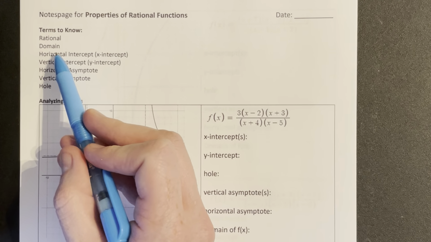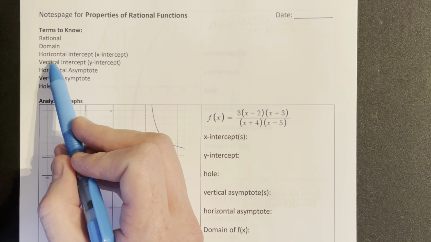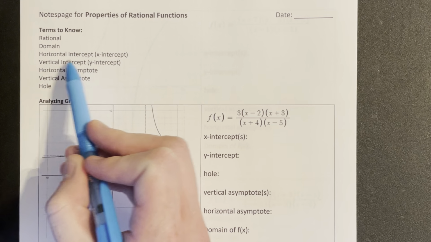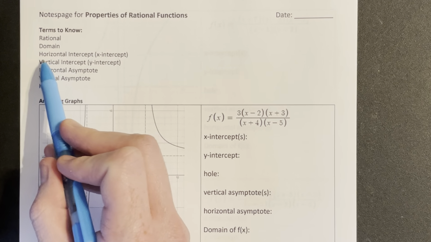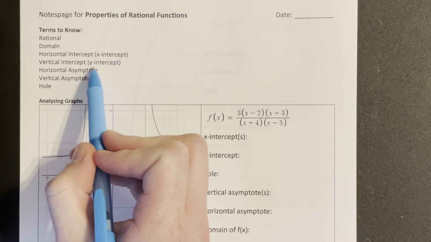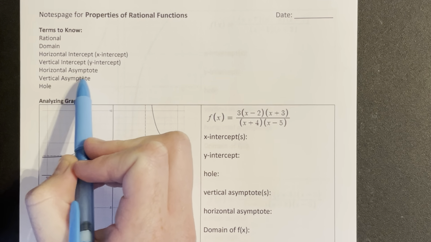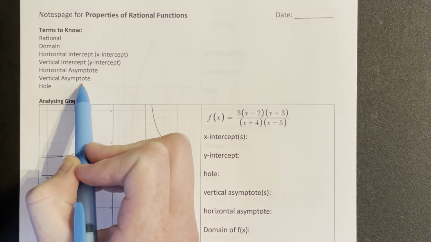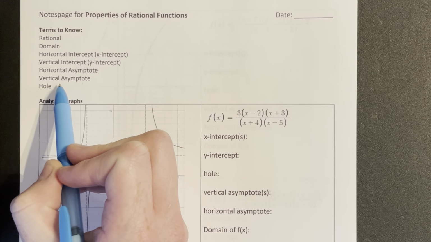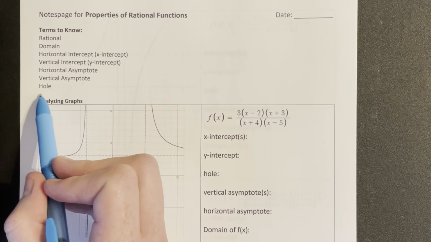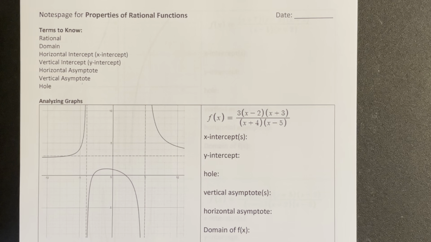The domain of a rational function. What is a horizontal intercept? That's usually called an x-intercept, but in WebAssign you will see that word horizontal intercept. Then a vertical intercept is also usually called our y-intercept. We do have horizontal asymptotes and vertical asymptotes. And in another lesson, we'll learn about slant asymptotes. And then lastly, there are holes in a graph sometimes.